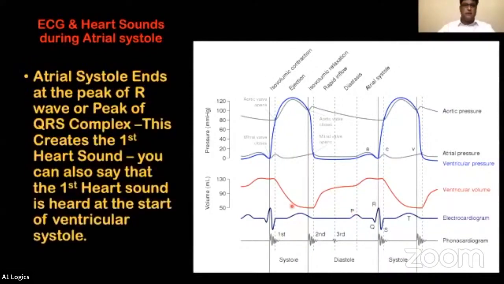That is one thing. Then where does the atrial systole end? It ends at the peak of the R wave, or the peak of the QRS complex, you can say. Now, at this point of time, there is the mitral valve here, as you see in this picture. So this is the atrial systole. The closure of the mitral valve produces the first heart sound, not to forget, and it would be picked up on the phonocardiogram.